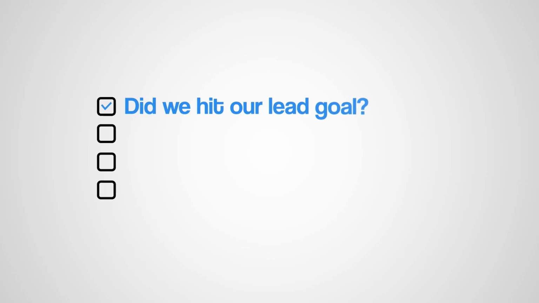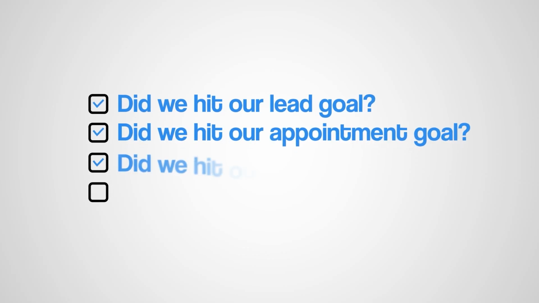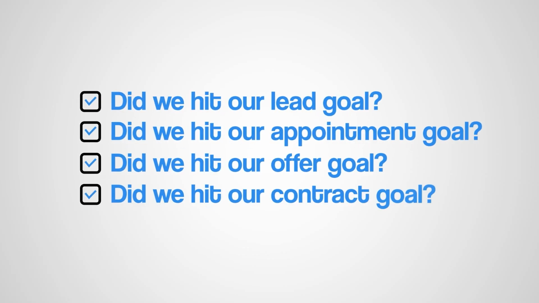Or if you are getting a lot of junk leads, we know it's a marketing problem and we've got to be able to know what needs to be changed. But the only way that we will do that is if we are tracking the numbers. So the main thing that I track on a weekly basis is: did we hit the lead goal, did we hit the appointment goal, did we hit the offer goal and the contract goal. If we didn't, we need to go back to the team on a weekly basis.